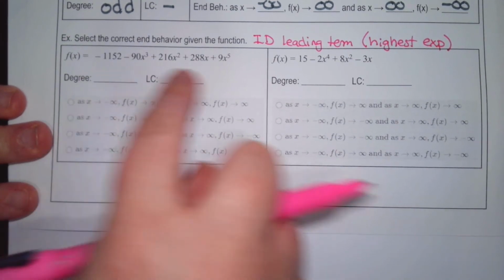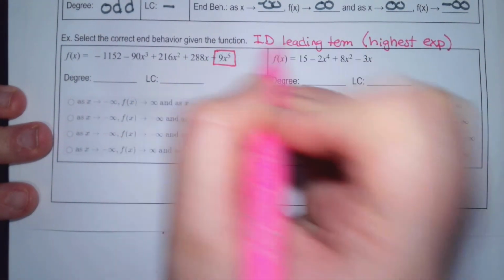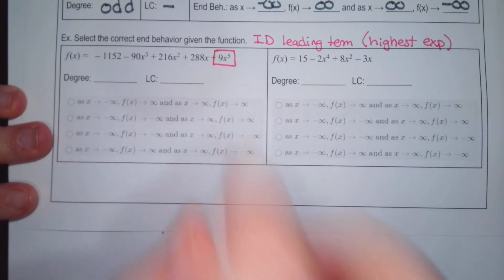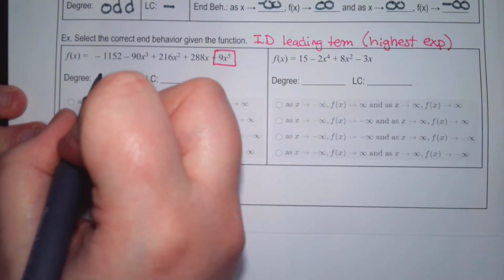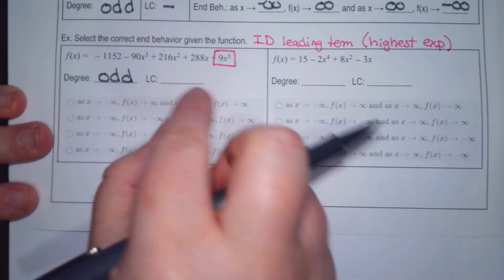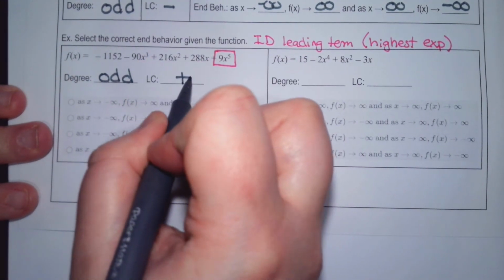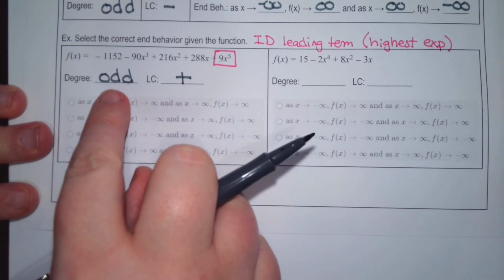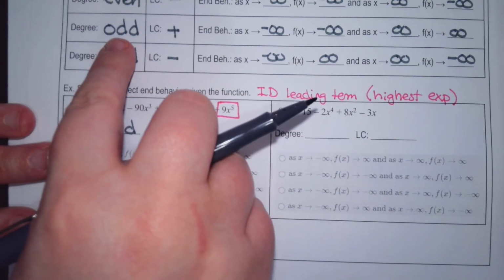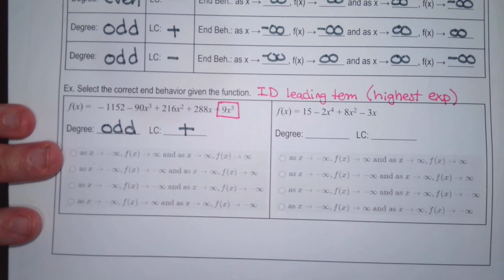This first one, our highest exponent, 9x to the 5th. So our degree is 5. That means 5 is odd. Then, our leading coefficient is positive 9, so it is positive. So we want, from our chart, odd positive. We look here, odd positive. It's the third choice. Like I said, I have it in order.